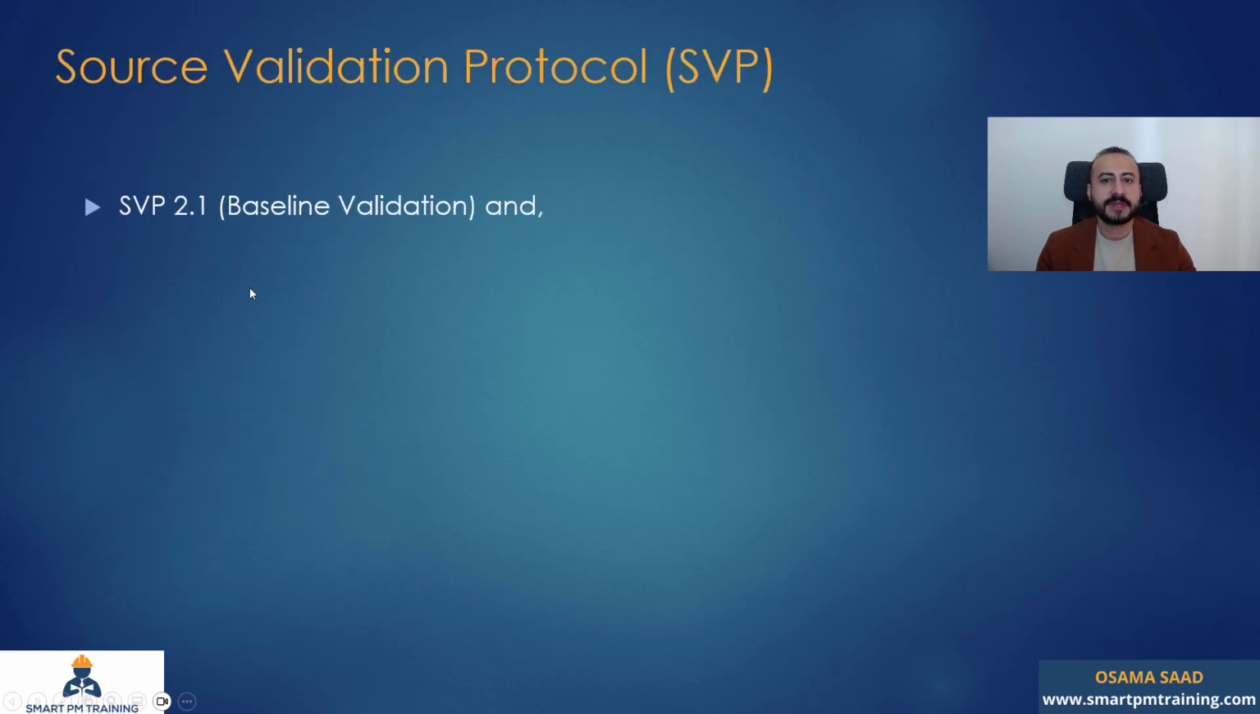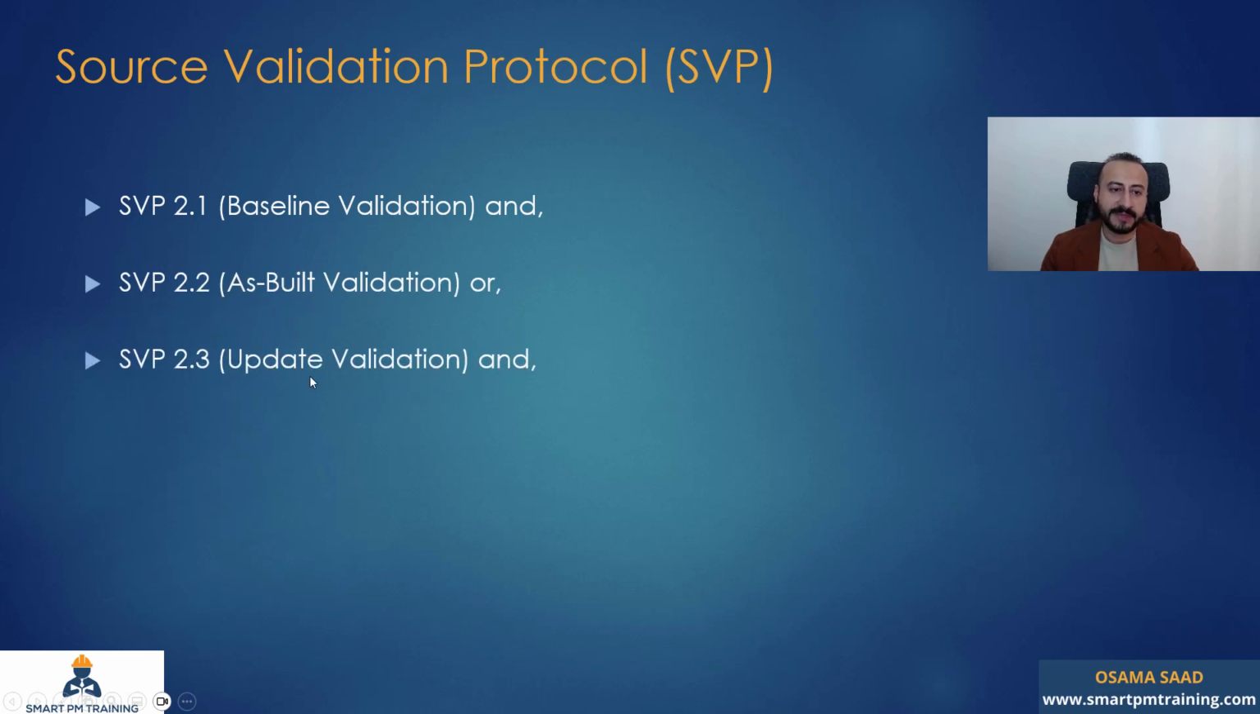As per the RP, we need the baseline validation. We need either the as-built or the updates, like 3.1 as well. That's why there are many similarities to the 3.1. That's why I want to cover both of them in one tutorial.